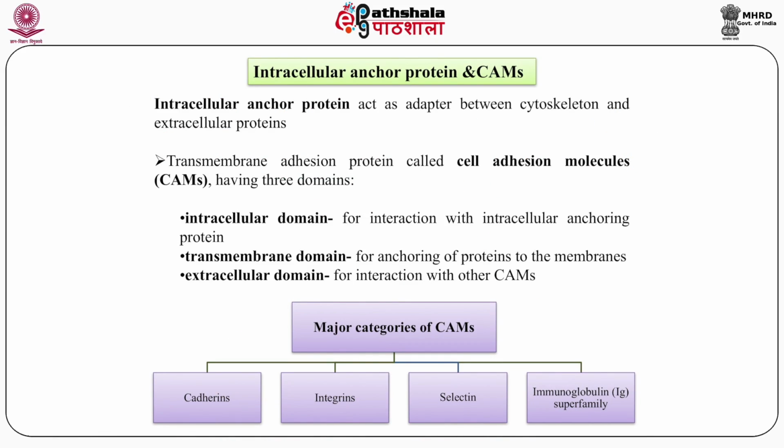There are different classes of cell adhesion molecules, which are basically cadherins, integrins, selectins, and the immunoglobulin Ig superfamily. The adhesion of cell to cell may be calcium dependent, which is seen in cadherins and selectins, whereas in some cases it is independent. For example, interactions involving integrins and immunoglobulin superfamily CAMs do not require calcium ions.